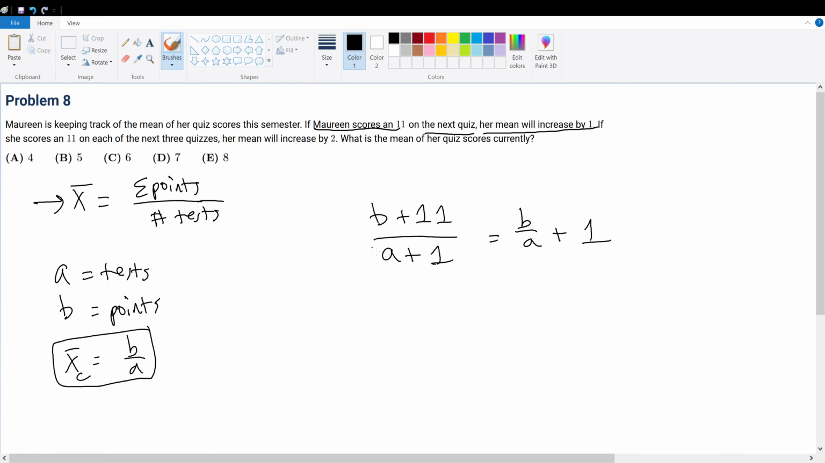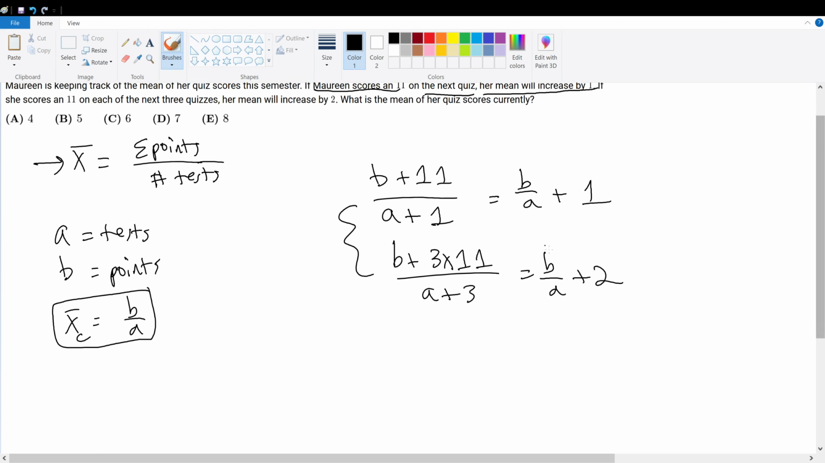Now, what is the next given information? If she scores an 11 on each of the next 3 quizzes, so 3 times 11 divided by A plus 3, the mean must increase by 2. We have 2 variables and 2 equations, so we can solve for both variables. To do that, let's simplify each expression. B plus 11 over A plus 1 is equal to B plus A over A. B plus 33 over A plus 3 is the same as B plus 2A over A.